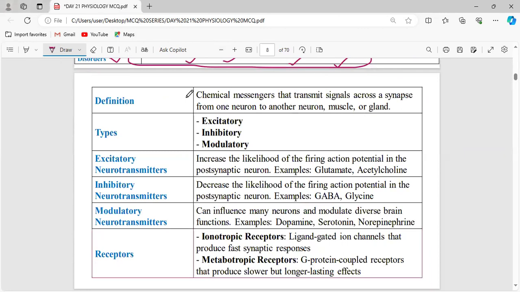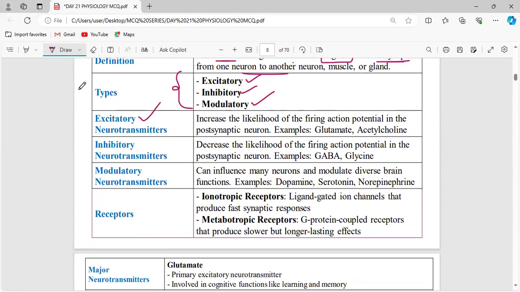Now, what are the chemical messengers we have? Chemical messengers are related to neurotransmitters. They are the ones transmitting the signals across the synapse from one neuron to another neuron, muscle, or gland. We have different types of neurotransmitters: excitatory, inhibitory, and modulatory.